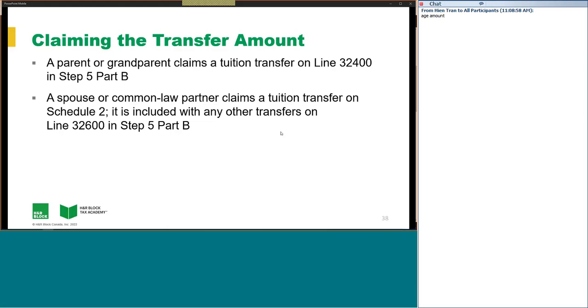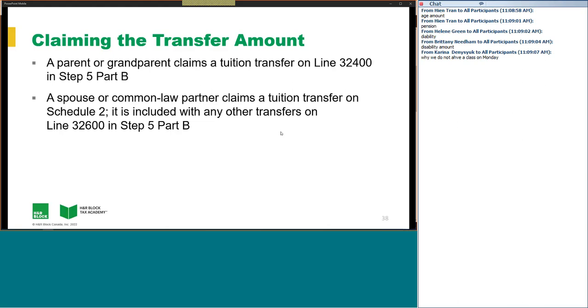Age amount is one. Excellent. What's another one? Pension income amount, disability, and we're going to add tuition to that. So if you have a spouse that you want to transfer tuition to, you're going to add it there. Karina, I'll answer that question after we get through this section. I'll talk about that. Okay.